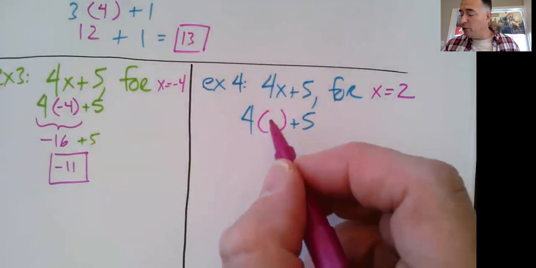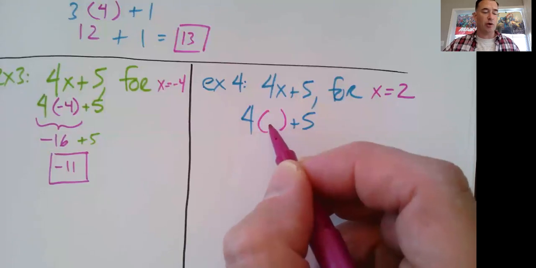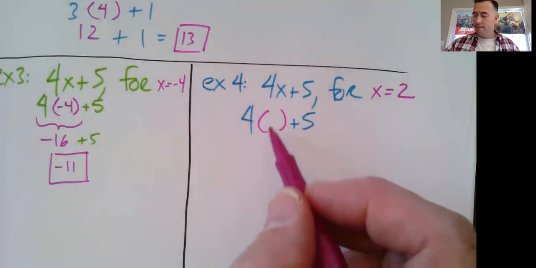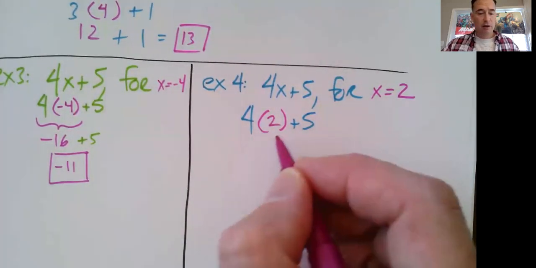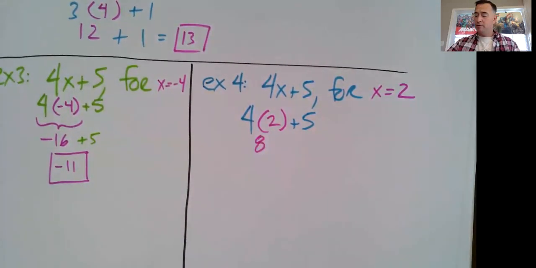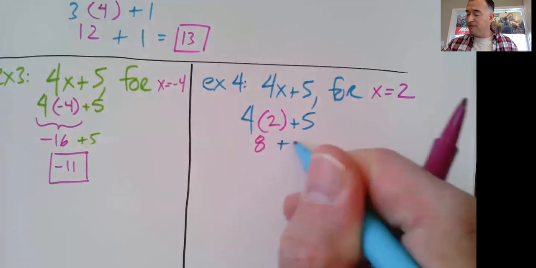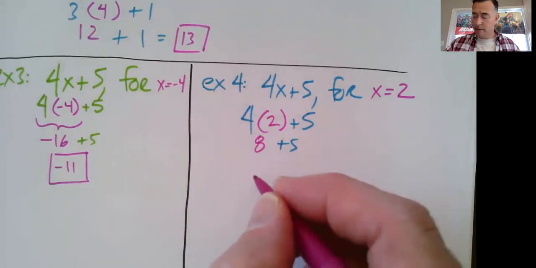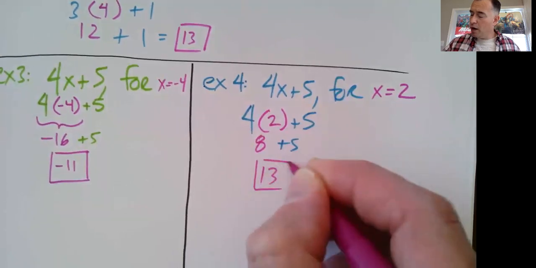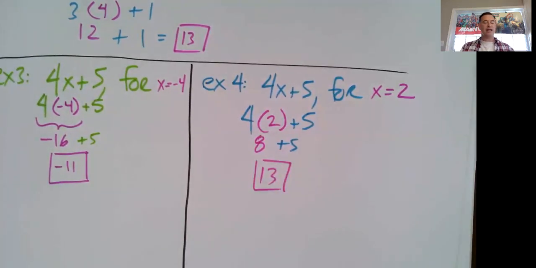But I bet you could tell me, what do I put in the set of parentheses and do it kind of quick? What goes in here? What do I put in there? Yep, 2 is correct. And so I'm doing the math. 4 times 2 is 8. And 8 plus 5 is going to give you 13.